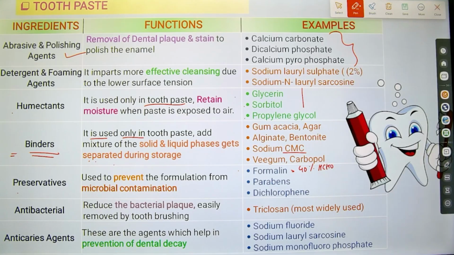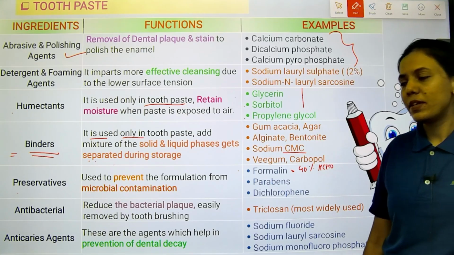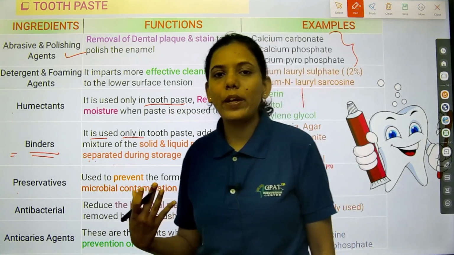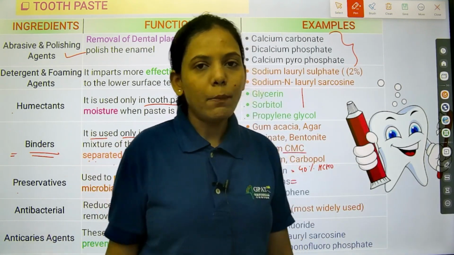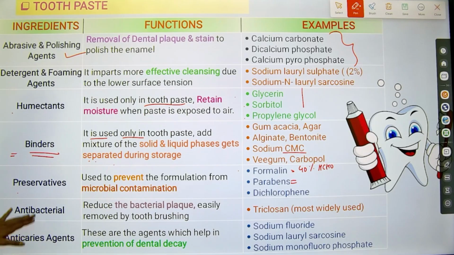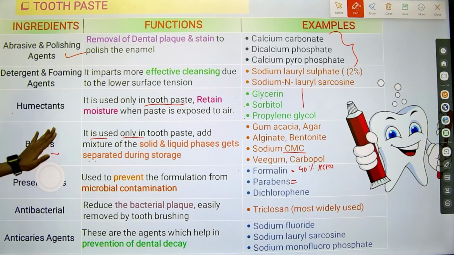40% formaldehyde is known as formalin. It acts as a preservative. Parabens are your para-hydroxybenzoates, like methyl parabens and propyl parabens, and dichlorophene. So these are several ingredients which act as a preservative. Next is antibacterial, which has the same role as a preservative.